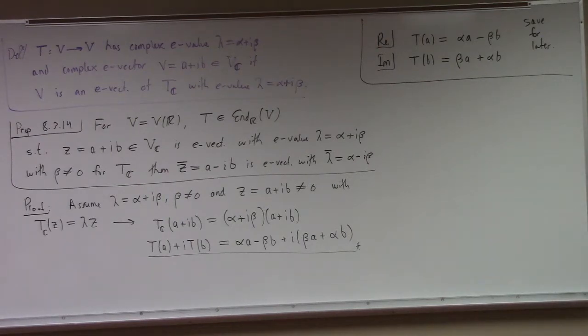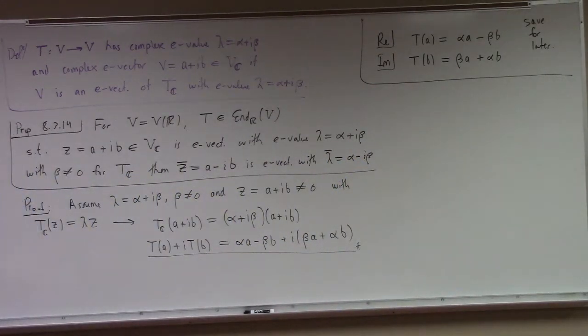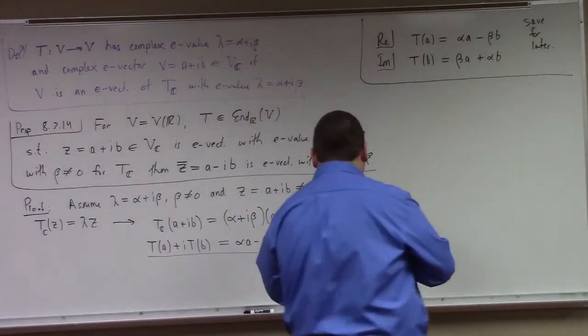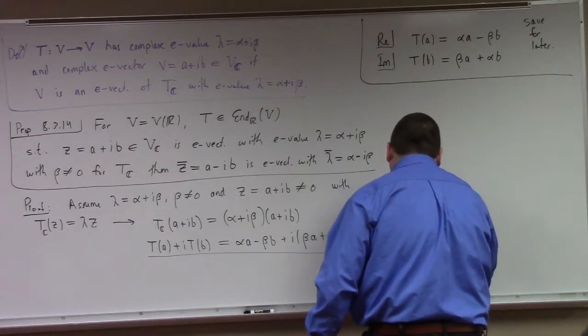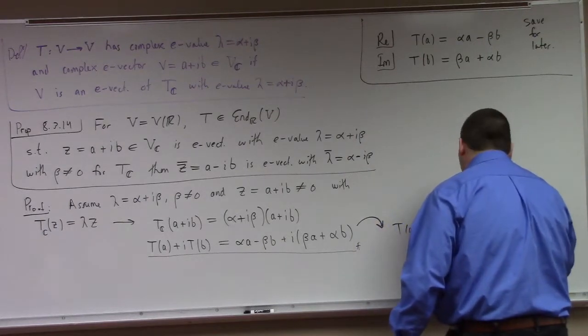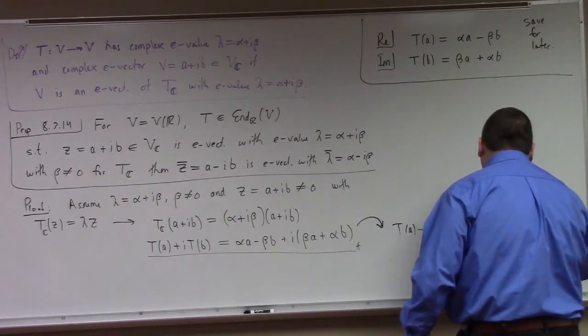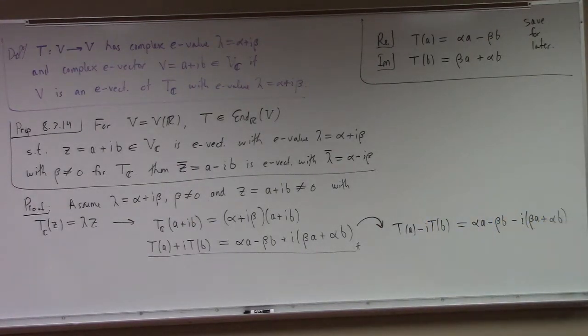So we take the complex conjugate. How is that defined? In short, complex conjugation is when you take the i and change it to minus i, everything else being the same. Pretty much it. So when I take the complex conjugate of star, we get T of a minus i T of b is equal to alpha a minus beta b minus i times beta a plus alpha b. So that's by taking the complex conjugate.